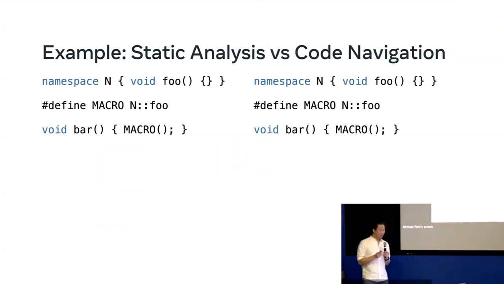Okay, so this is the example where different clients want different data. We're talking about the same language, C++, and suppose we're trying to write a static analysis tool versus a code navigation tool. Let's walk through the example a little bit. We have namespace n, void foo, some function foo defined in namespace n. We have some horrible macro called n::foo. I'm sure you've seen code like this before. And then bar is going to effectively call that macro, which gets invoked and expanded to n::foo, right?